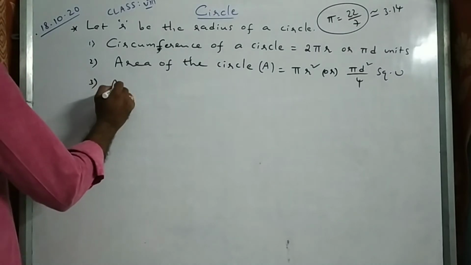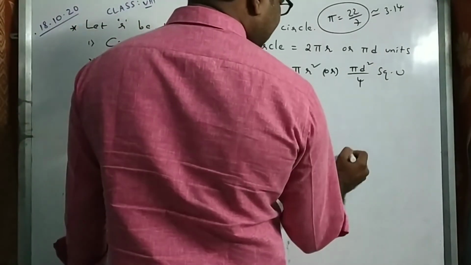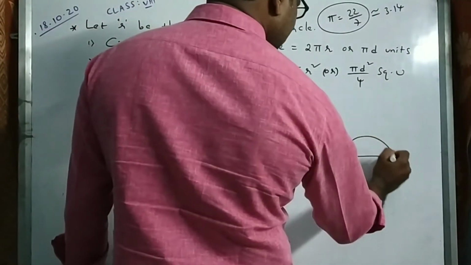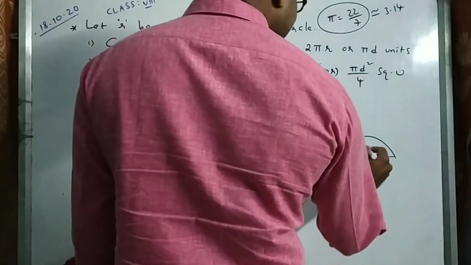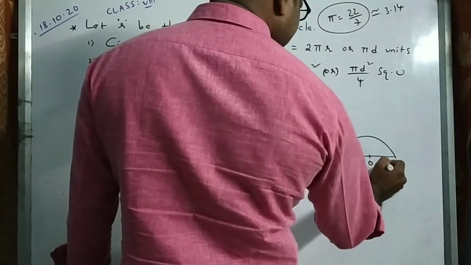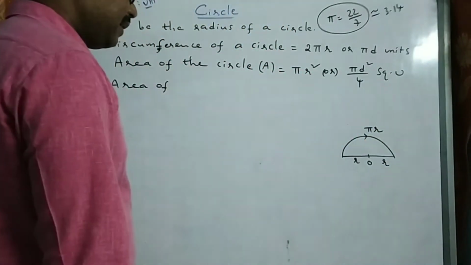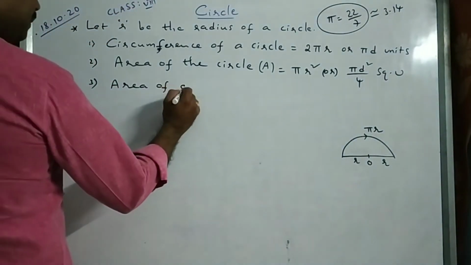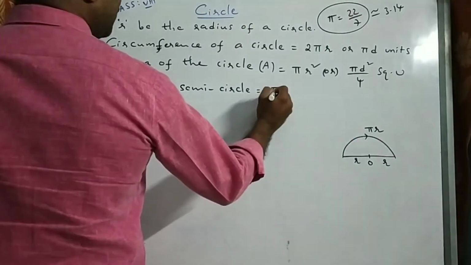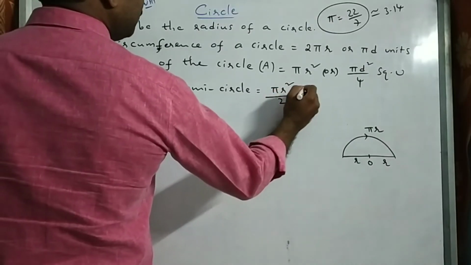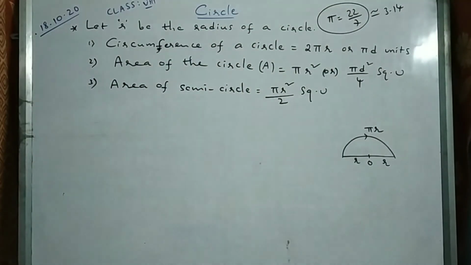Area of semicircle. Semicircle means what? Half of the circle. So this is radius, this is radius, and this is half of the circumference, pi r. Okay. So area of semicircle is equal to half of the circle, which means pi r square by 2 square units.